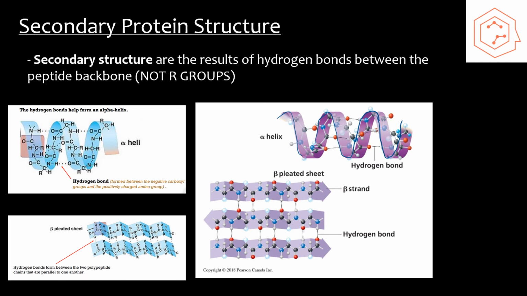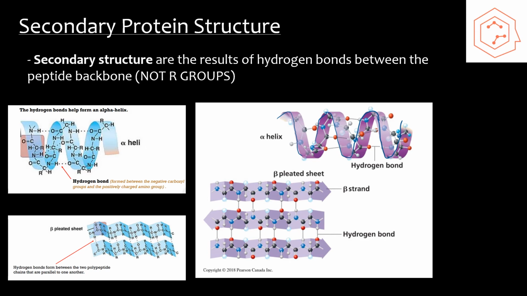So the secondary structure is a result of hydrogen bonds that form between the peptide backbones. So this does not include the R groups. What happens is as the chain grows, it coils and folds at different locations along the length of the peptide backbone. So hydrogen bonds are therefore formed between the amino acids at different locations in the polypeptide chain, and that will help to maintain the structure.